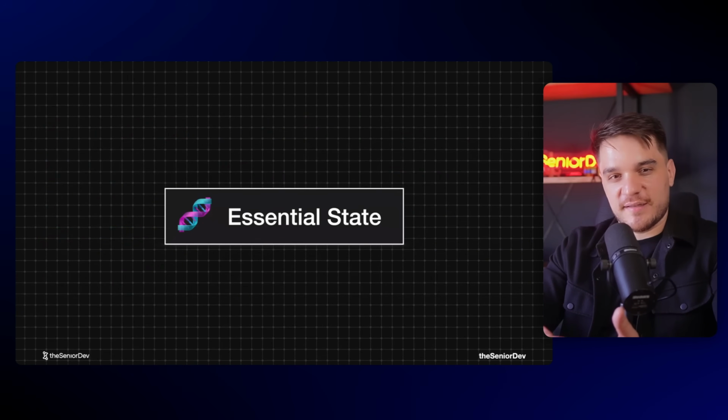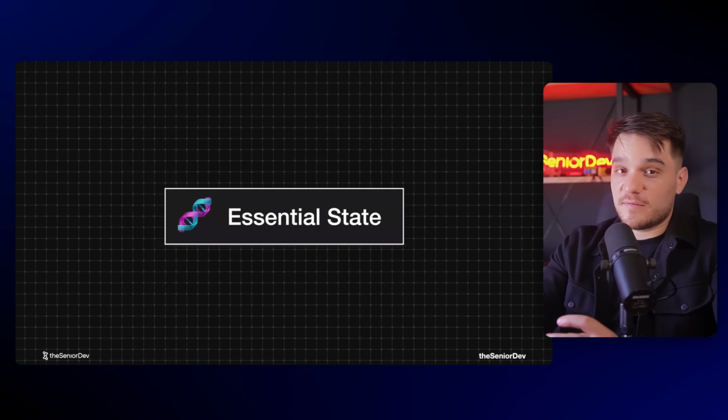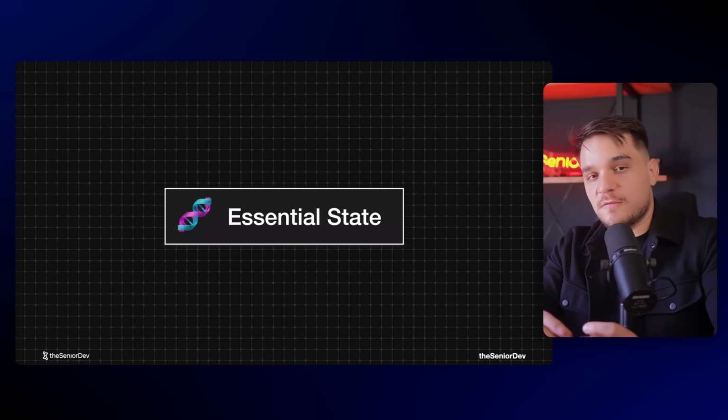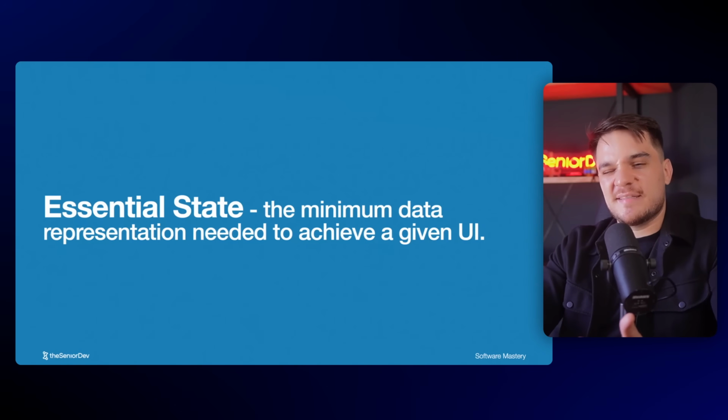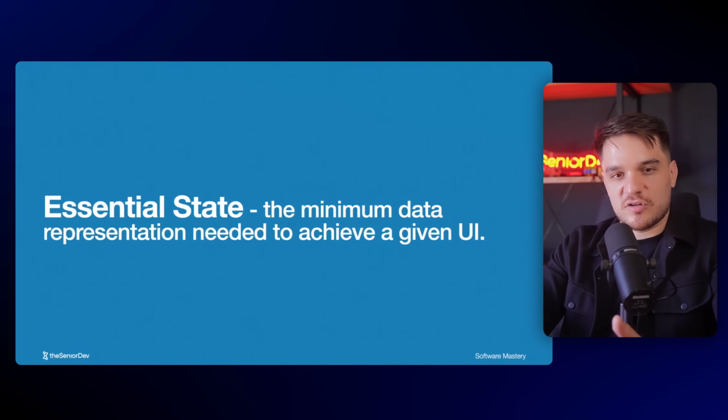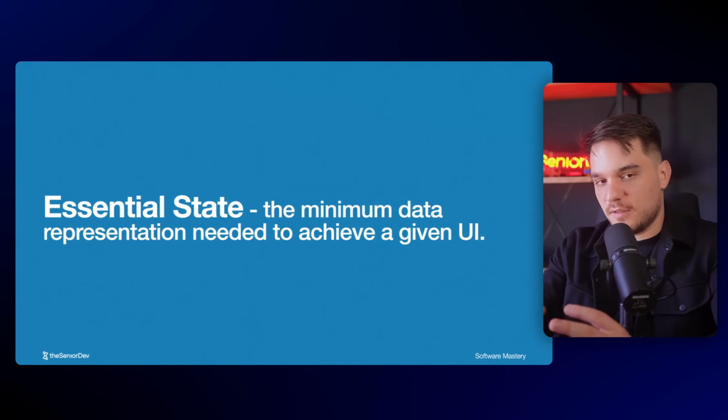Now, moving on to number 8, we will talk about essential state, which is a bit different from everything we've been talking about until now because we moved from performance to data modeling. Basically, the essential state is the minimum data representation needed to achieve a given user interface.